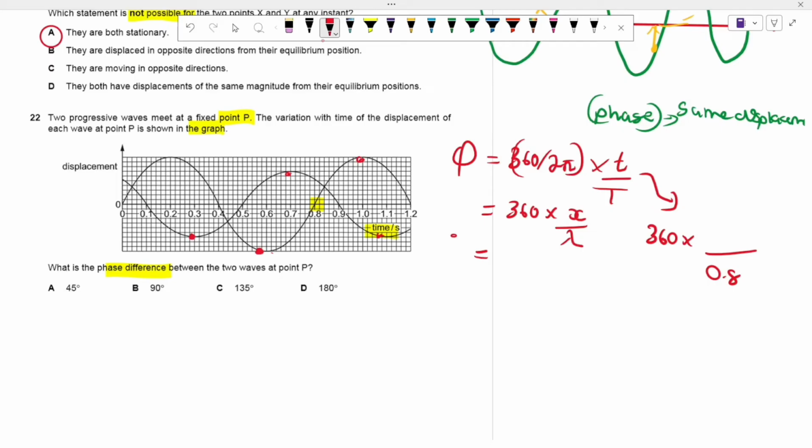So if you find the time difference, you have 0.6, you have 0.3, the difference will just be 0.3. You punch this on your calculator, you're going to get 135 degrees. So the phase difference will just be 135 degrees. What you're finding is that one wave is lagging behind the other, or they're out of phase by 135 degrees.